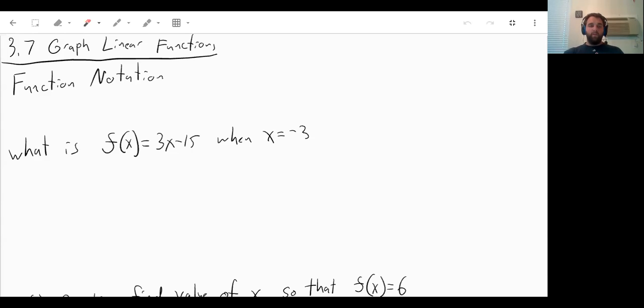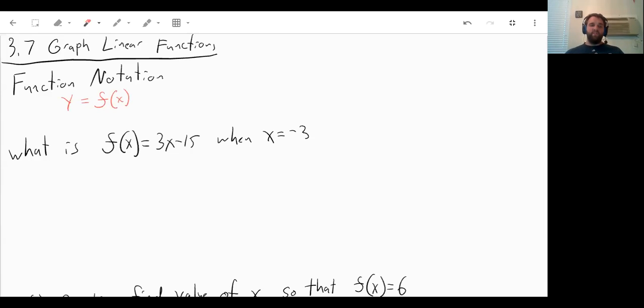Welcome to section 3.7, graphing linear functions. Now, the first thing I need to talk to you about in this section is function notation. And function notation says, first of all, that if we have an equation and we know it's a function, we can write it as f of x instead of y.